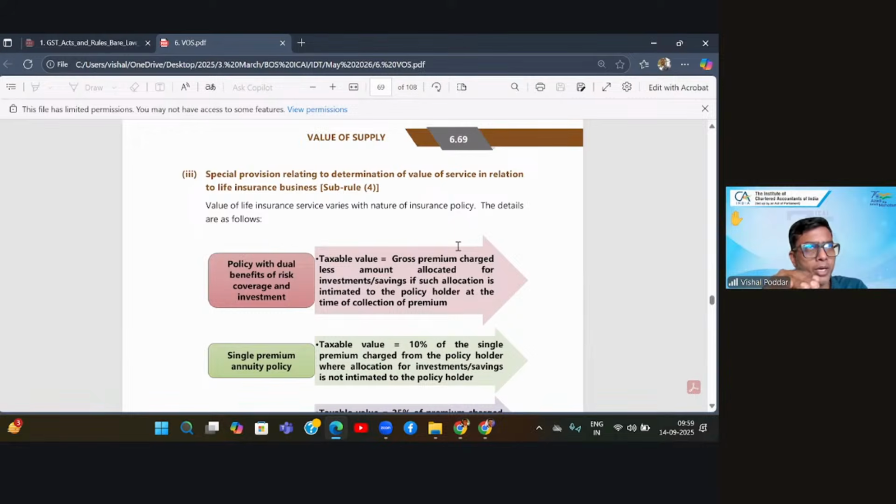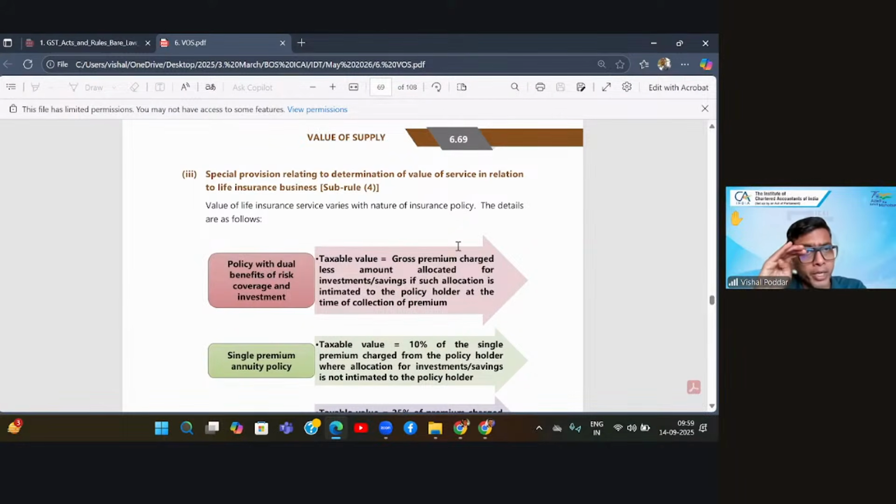Why is this rule required? This rule is not required for term plan policies because for a term plan policy, whatever 50,000 premium they are charging to me, that is only for insurance. So the entire 50,000 is the value of service. This rule is not required. This rule is required for an endowment policy where they are charging me rupees 4 lakhs.